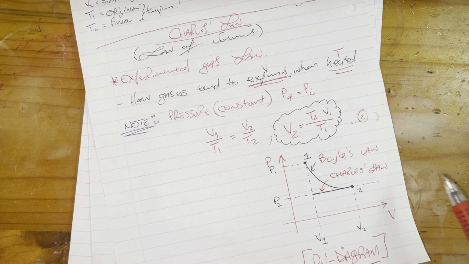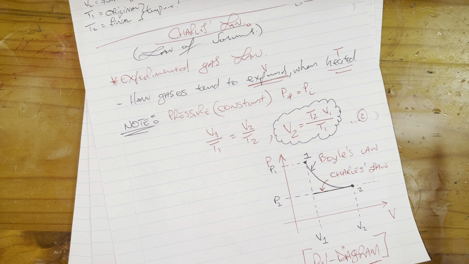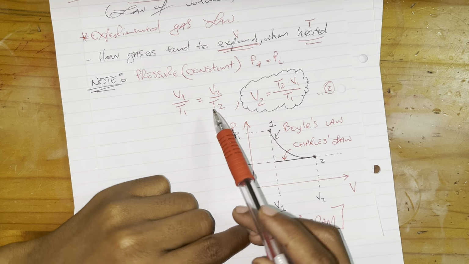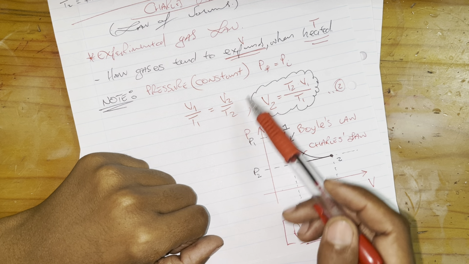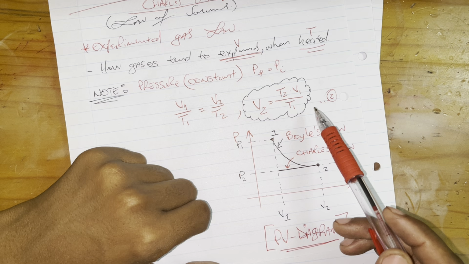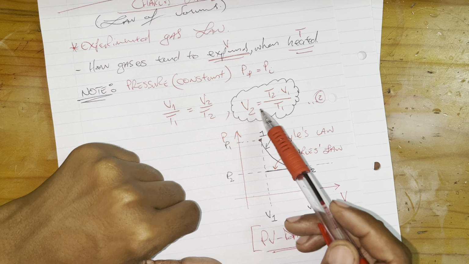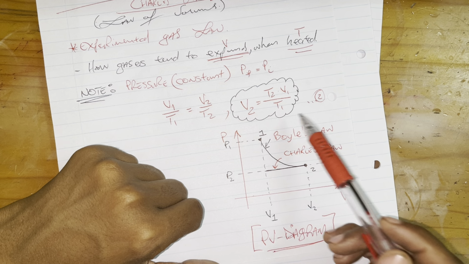Now, what does it mean when we talk about a constant pressure? Simply meaning your final pressure is equal to your initial pressure. Okay, now, if that is the case, mathematically speaking, V1 divided by T1 is equal to V2 divided by T2. Okay, now, for us to derive our second equation, it's actually V2, which is equal to T2 times V1 divided by T1.